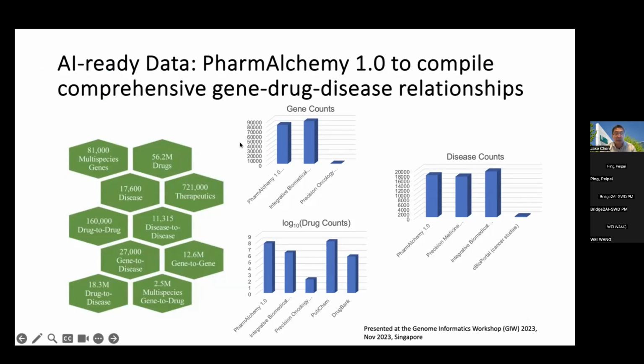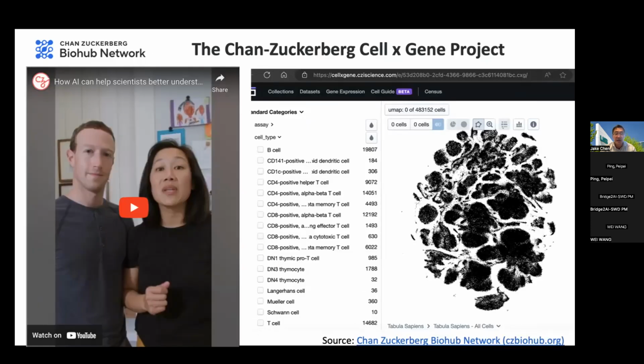In my group, we've been preparing AI-ready data for drug discovery for a long time. So we have 56 million drugs captured from various sources, 700,000 therapeutic methods in clinical trials, drug-to-drug, disease, and gene-to-disease information that are all categorized into databases. And that's step one. There are also funding initiatives that will map between cell and the gene.